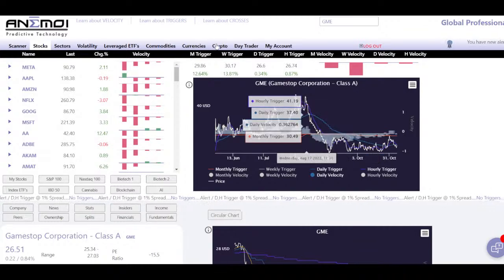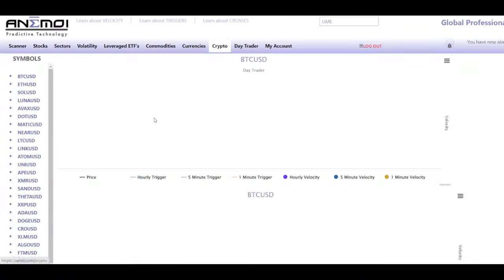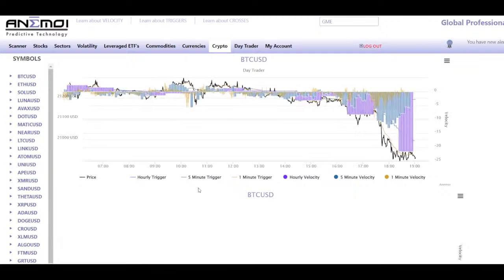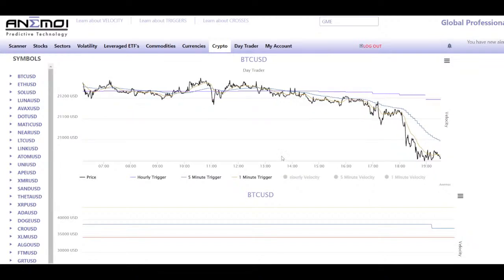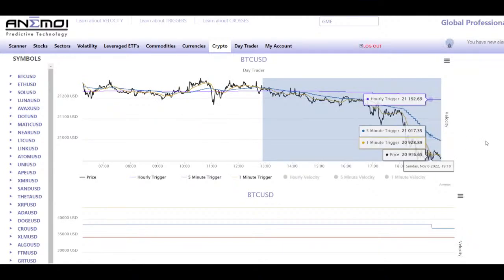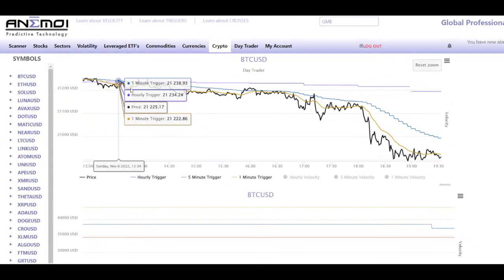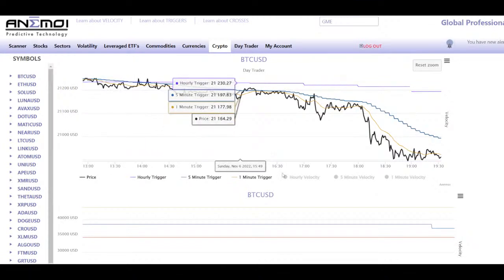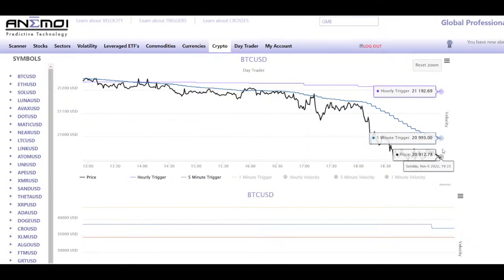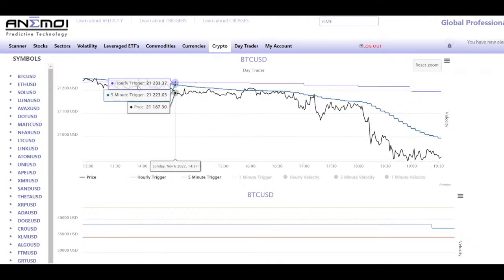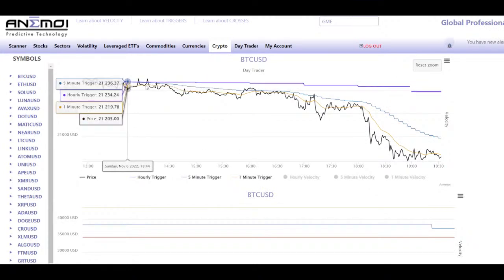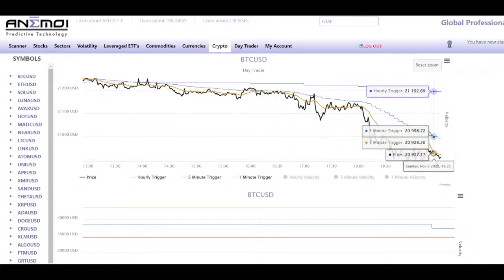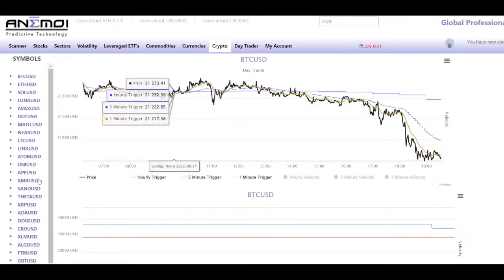Does it work with crypto? Yeah, it works really well with crypto. So let's see, what should we look at? Let's look at Bitcoin, for example. You can see price breaking below the hourly trigger right here, and the 5 minute trigger, if you look closely, basically provides a ceiling for price the entire time it goes down. So this is called a 3 trigger cluster break. When price breaks through 3 triggers at once, it leads to a trending strong move to one side. And so we saw that in Bitcoin.